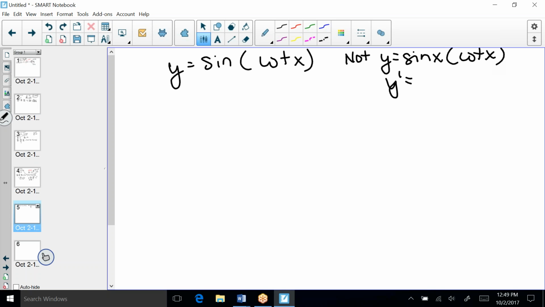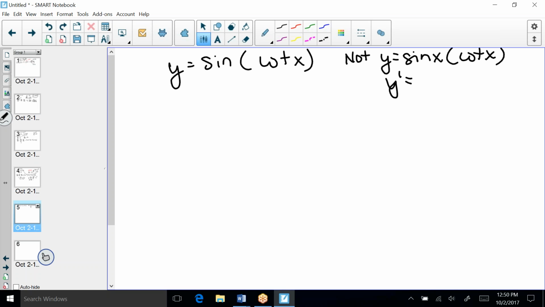Because what would we use? Product rule. This would be the first times the derivative of the cotangent. So it would be the sine of x times the derivative of the cotangent plus the cotangent times the derivative of the sine. We already know how to do that, right? Product rule. That's not this. This is not sine of x times cotangent of x. Can we use the product rule on this?